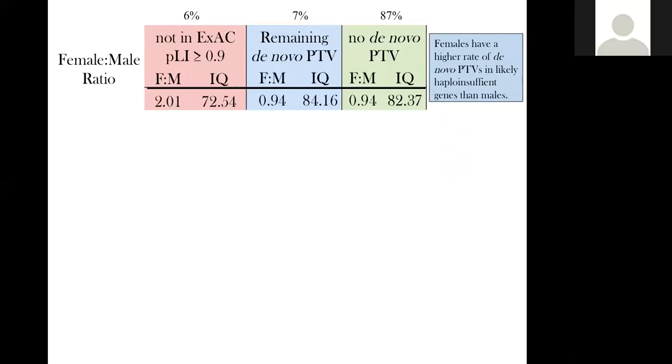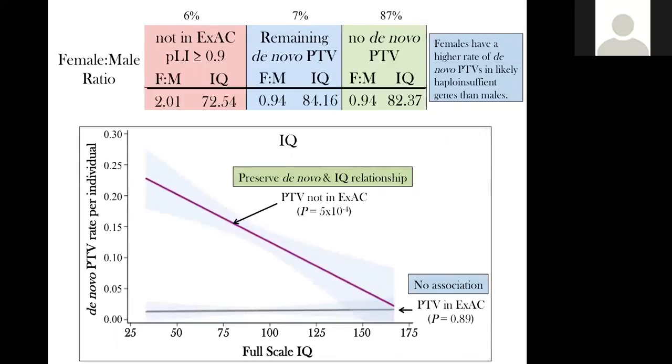And then when we look at the IQ distribution, we see that the de novo protein truncating variants that are not in ExAC still show that same skewing: children with ASD and intellectual disability have a higher rate of de novo protein truncating variants not in ExAC, and those de novo protein truncating variants in ExAC, in fact, are uniform across this IQ distribution. So these variants are clearly not playing a role in their IQ, which is reassuring.